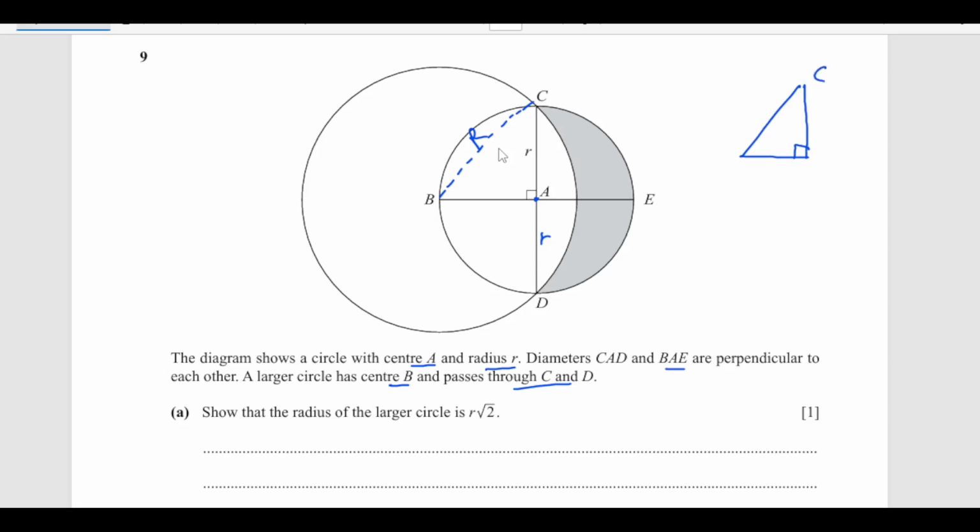This is a right angle triangle CAB, and this is r, and A to B is also r, because you see this is the center and this is the radius of the smaller circle. So, we can use Pythagoras theorem. By Pythagoras theorem, we will have capital R squared, that is BC, is going to be r squared plus r squared, which is equal to 2r squared.